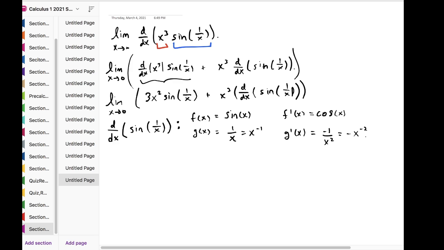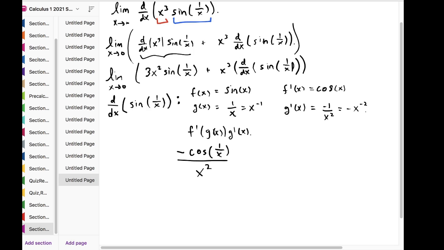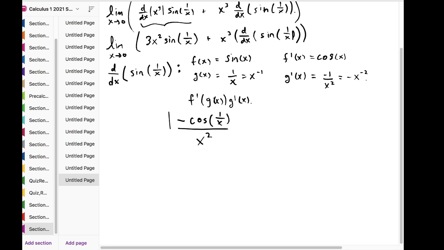Okay, so let's plug everything in. F prime of g of x, g prime. Okay, so f prime is cosine. And you're plugging in g of x, 1 over x. And then you multiply by g prime, negative 1 over x squared. Okay, so now we have an expression for the derivative of sine of 1 over x.